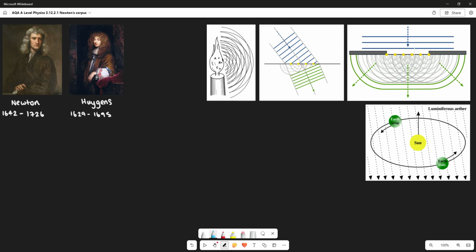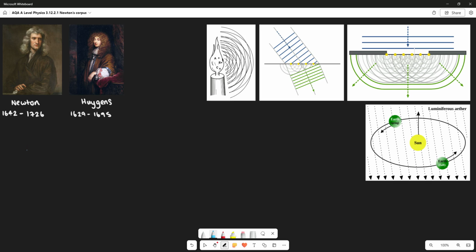Welcome to Newton's corpuscular theory of light. So we have Isaac Newton here on the left, and we have Christian Huygens here on the right. Newton was a British physicist born in the 1600s, and Huygens was a Dutch physicist also born in the 1600s. They both developed their own theories about the properties of light.